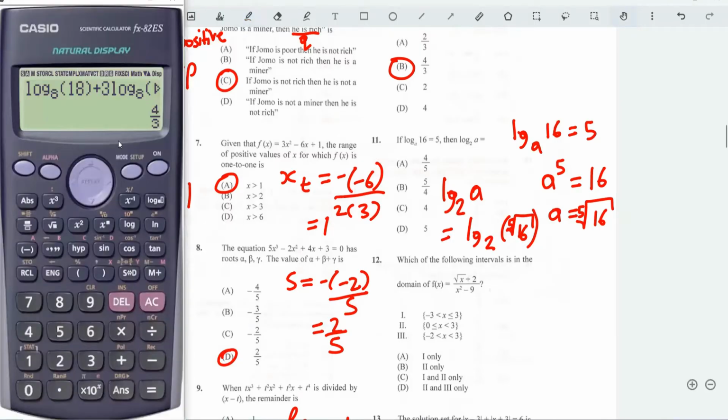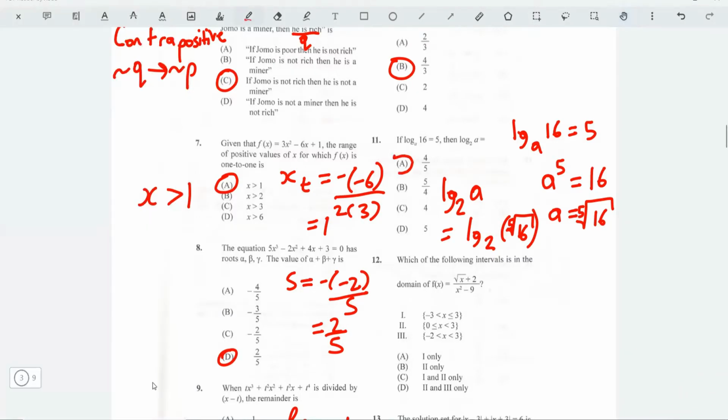Put it in your calculator. Log base 2 of the 5th root. Press shift then this one. No, that's not the 5th root. Oh, you can change it to the 5th root there. Log base 2 of the 5th root of 16. That's 4 over 5. That's going to be option A.